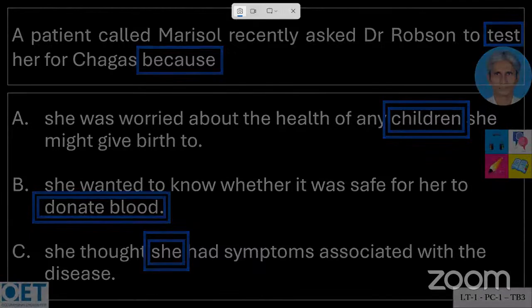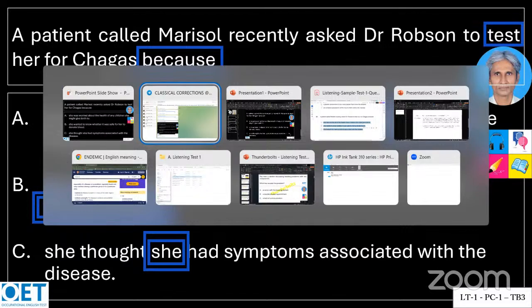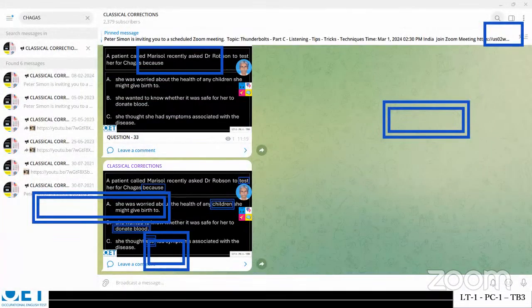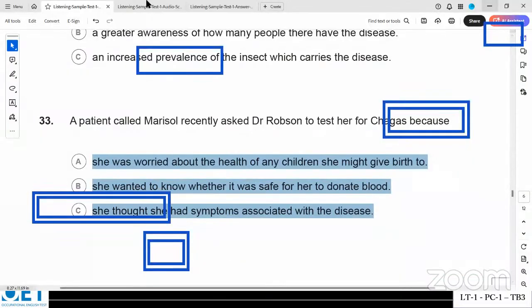The reason for testing is children. She is going to give birth to children. That's why she wants to know whether the children will get this disease. She is going to give donation of blood to others, so that is why she is worried whether others also will get this disease. So she is thinking maybe she has some other associated symptoms, some other related problems. So she wanted to get a test. That's it. So there is the point there. Now let us go to the analysis.